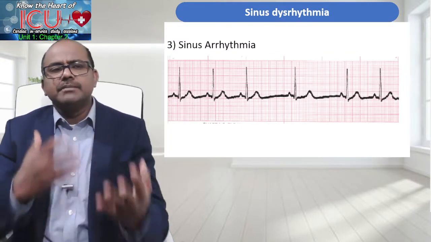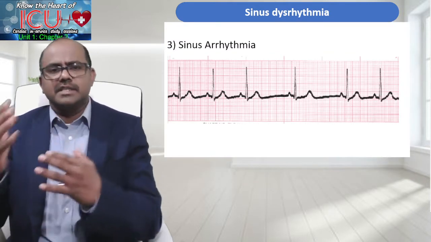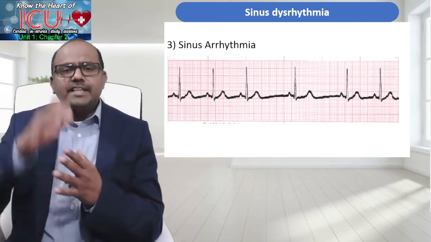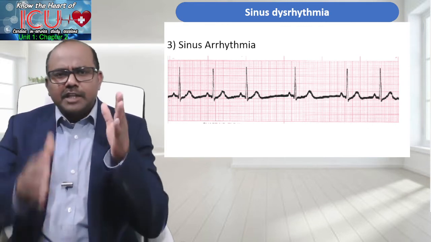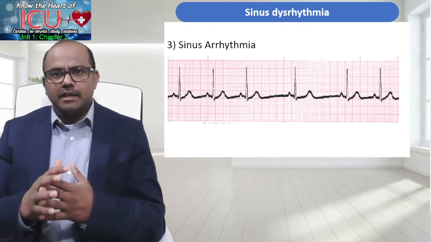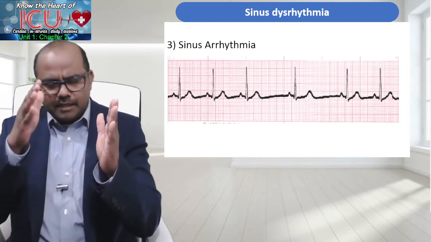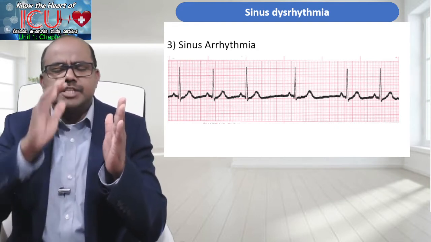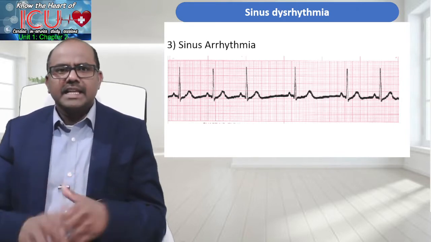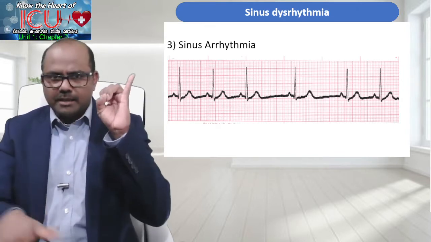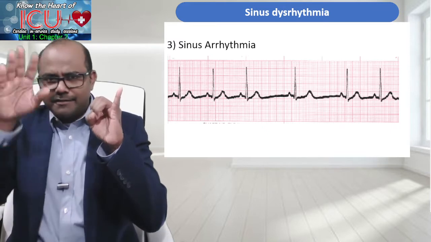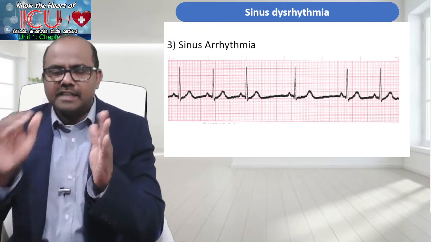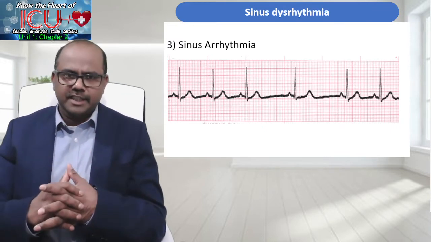What happens if the bradycardia and tachycardia come alternatingly? Sinus arrhythmia. If the rhythm is irregular, it's still fired by the SA node, but the SA node is just going irregular. Irregular SA node firing. It's not a brady firing. It's not a tachy firing. It's an irregular SA node firing. That's called your sinus arrhythmia.